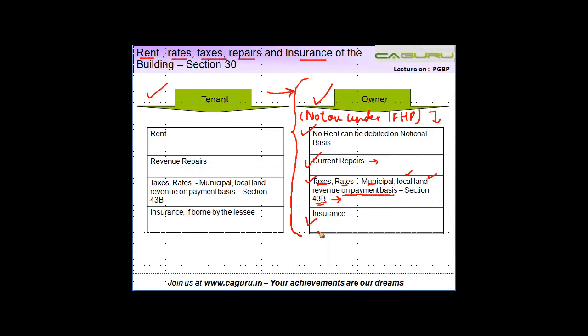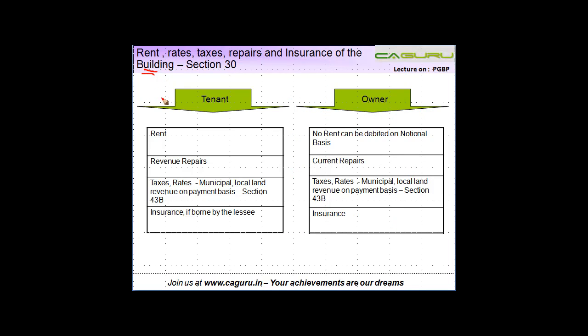And the last one is insurance. If I am taking an insurance on this building for theft, fire or whatever, then even the insurance premium that I pay in respect of this will be allowed as a deduction. So these are the expenses which I am allowed to claim if I am an owner of this building which I am using for the purpose of my business and profession.